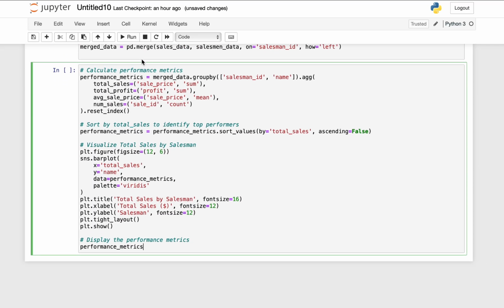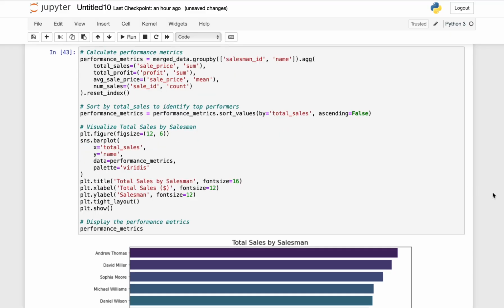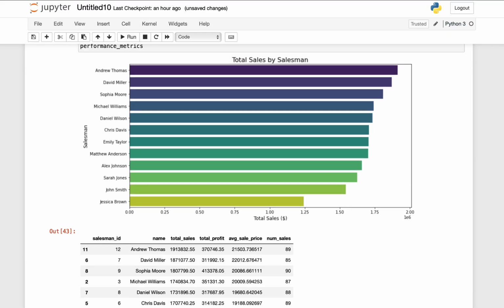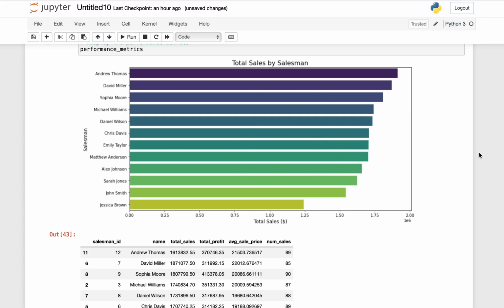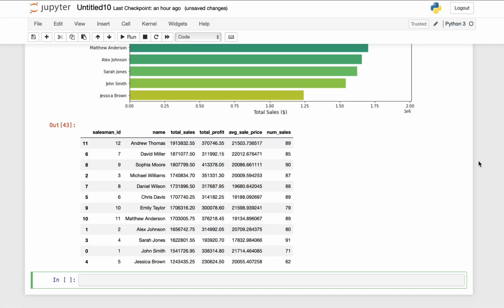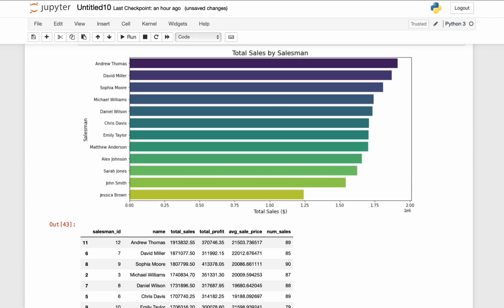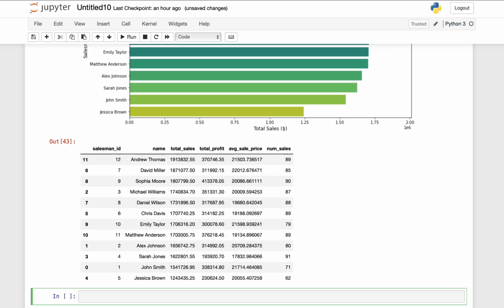Let's run this. Okay. So here's our bar chart and also here's our little table. So I'm going to break down to you what's going on. So in terms of key metrics, what we are able to identify here is when we're speaking about total sales, we can see that the total revenue generated by each salesperson is the primary indicator of their performance. Our top performer is Andrew Thomas, who leads with a total sales of over 1.9 million.